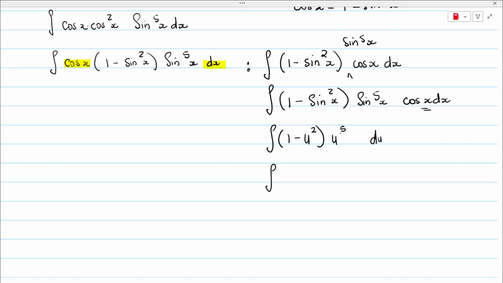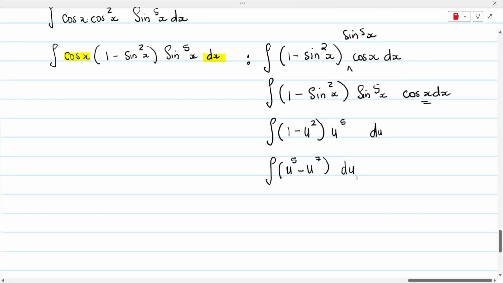If I FOIL this part, this will become 1. This will become u. 1 multiplied by u to the exponent 5 becomes u exponent 5, because any number multiplied by 1 is that number. That's the multiplicative identity. Here I have a negative sign and a positive sign, so it will become negative u exponent 5 multiplied by u exponent 2. The bases are the same, so I rewrite the base and add the exponents, close bracket, du.